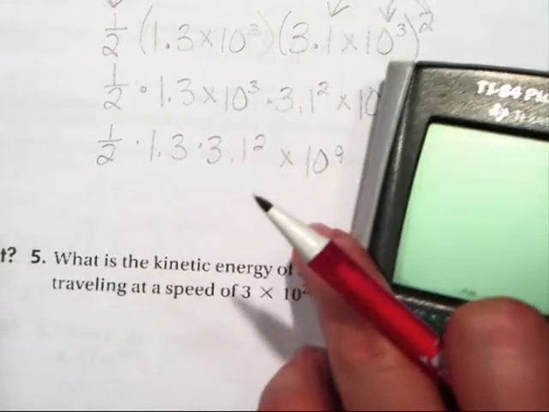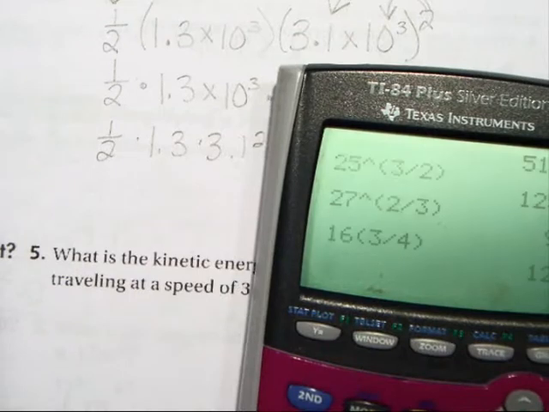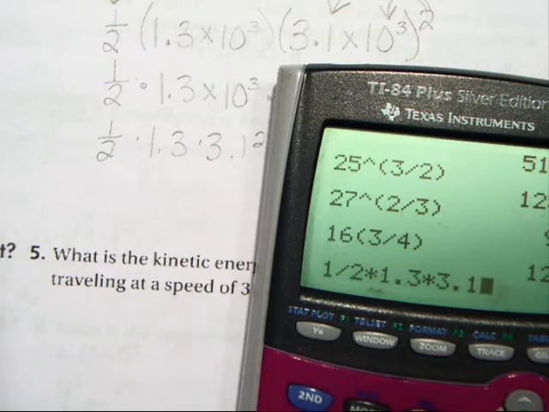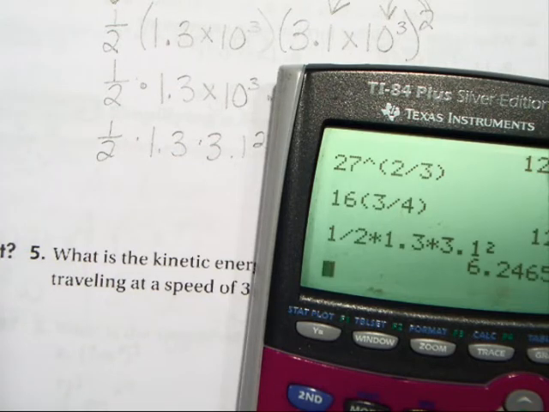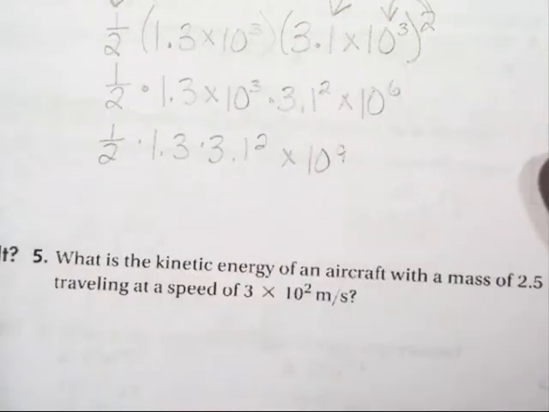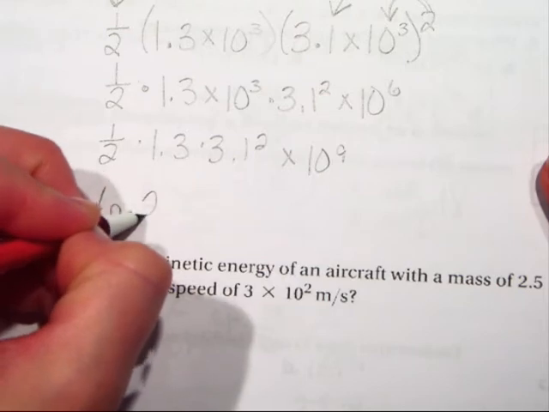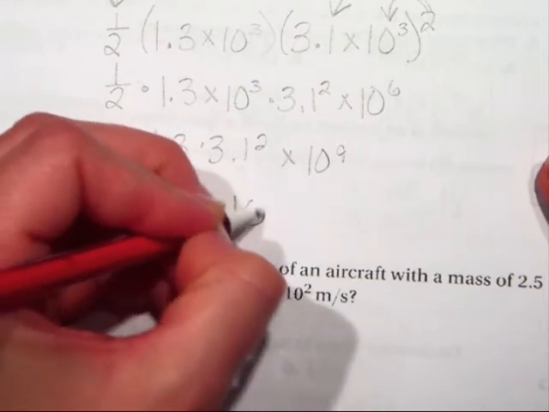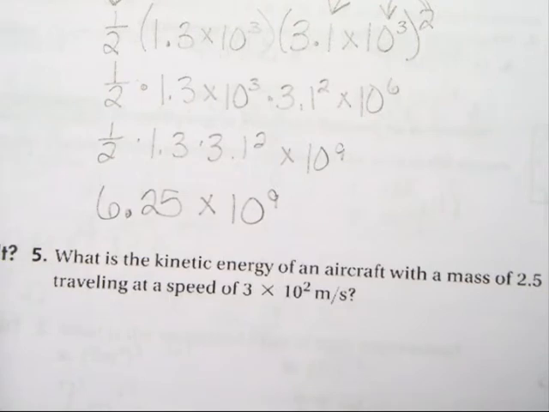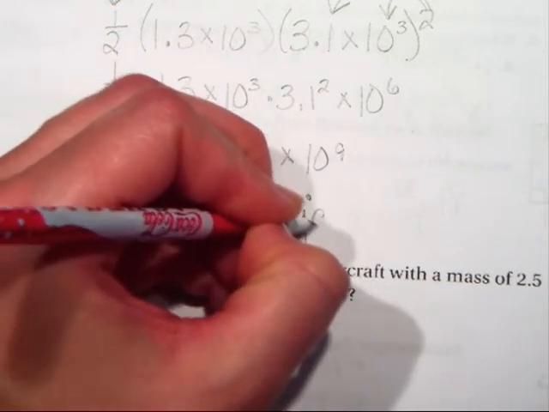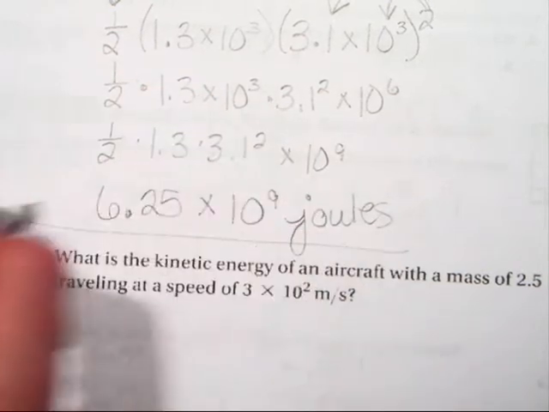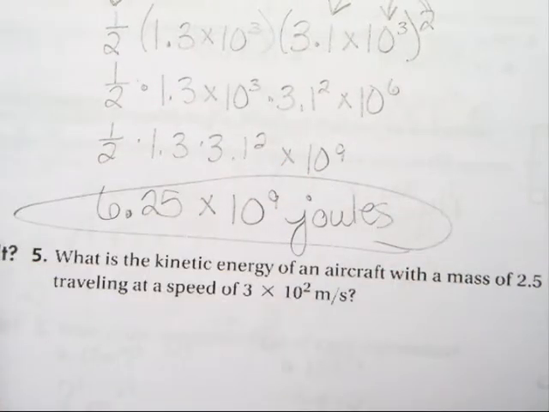Now I'm going to get my calculator because I have no idea what those numbers multiplied together are. 1/2 times 1.3 times 3.1 squared. Don't forget that little squared. So we'll say 6.25, we're rounding, times 10 to the 9th. That is in proper scientific notation. I don't have to worry about changing it any further. And energy is measured in joules. That's a lot of energy, just so you know.